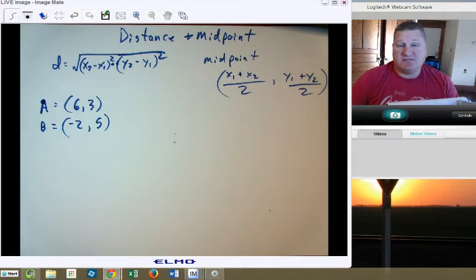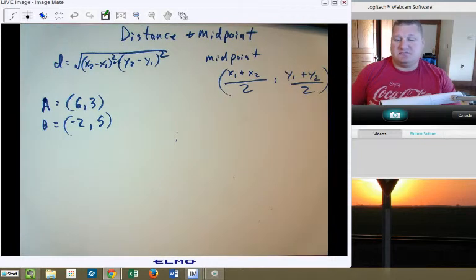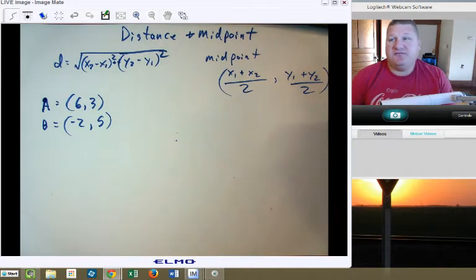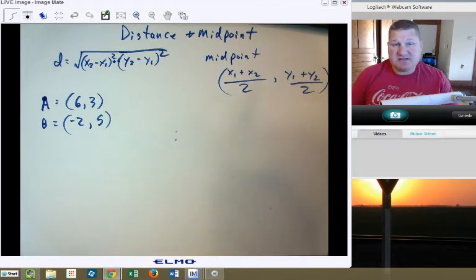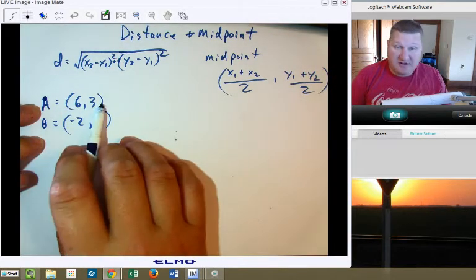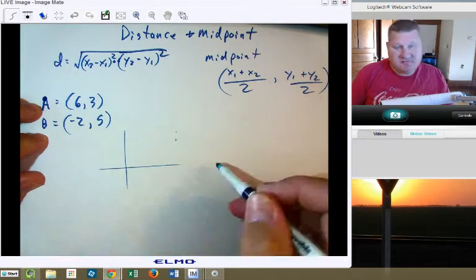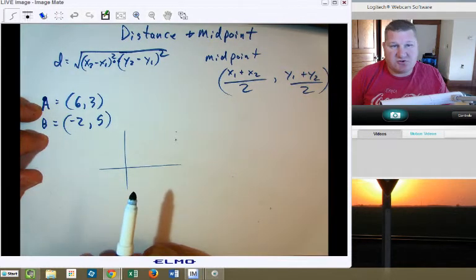Okay, ladies and gentlemen, let's start by taking a look at distance and midpoint. Now, distance and midpoint have to do with what we call coordinate geometry. It's not that it's separate from the other geometries, but in this case, it deals with when we can put coordinates on an XY plane. And so the first thing you would do anytime you're dealing with coordinate geometry is you want to graph it.